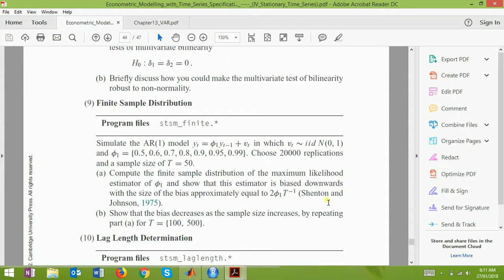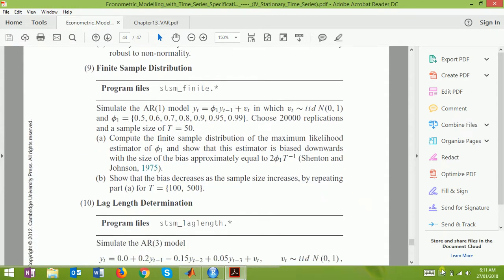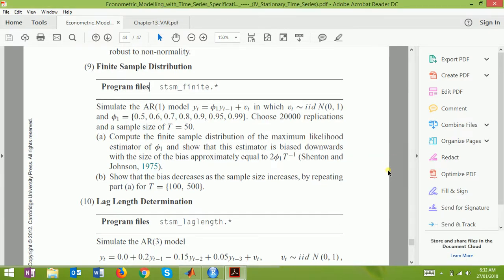And then we move on to finite sample distribution. Now the problem is STSM finite, where we talk about finite sample distribution. We need to again simulate an autoregressive one model, a very simple model in which our structural residual is IID with 0 mean and 1 standard deviation. The parameters are given to us. We need to choose 20,000 replications of a sample size of T equal to 50, and to initialize, various autoregressive parameters are given.